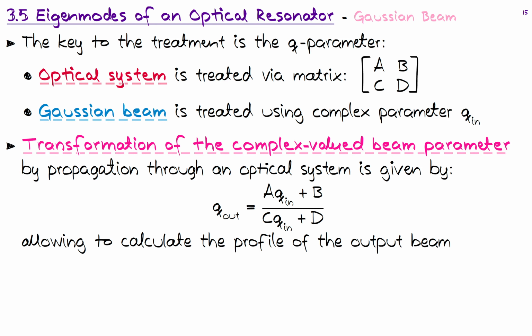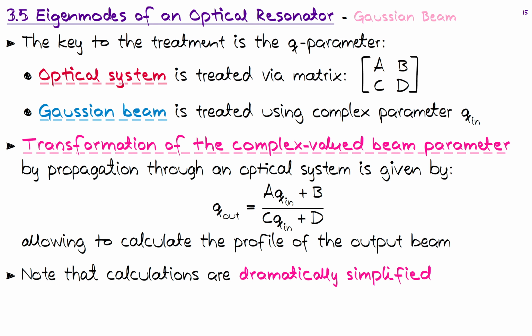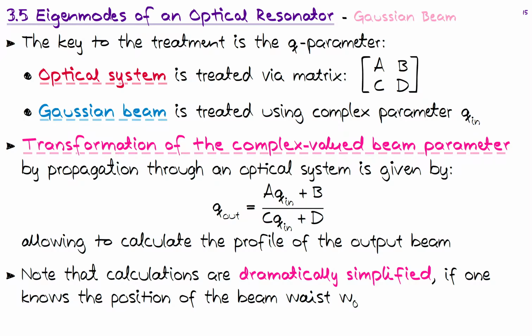And finally, let's note that if we need to do these calculations, they are dramatically simplified if we know the position of the beam waist. This is basically where we are ending up with this lecture, and I will remind you that in the beginning we also gave you an equation with respect to the inverse of the q parameter. From there you hopefully can start grasping why we can dramatically simplify things when we know the position of the beam waist, where the radius of curvature becomes infinitely large.